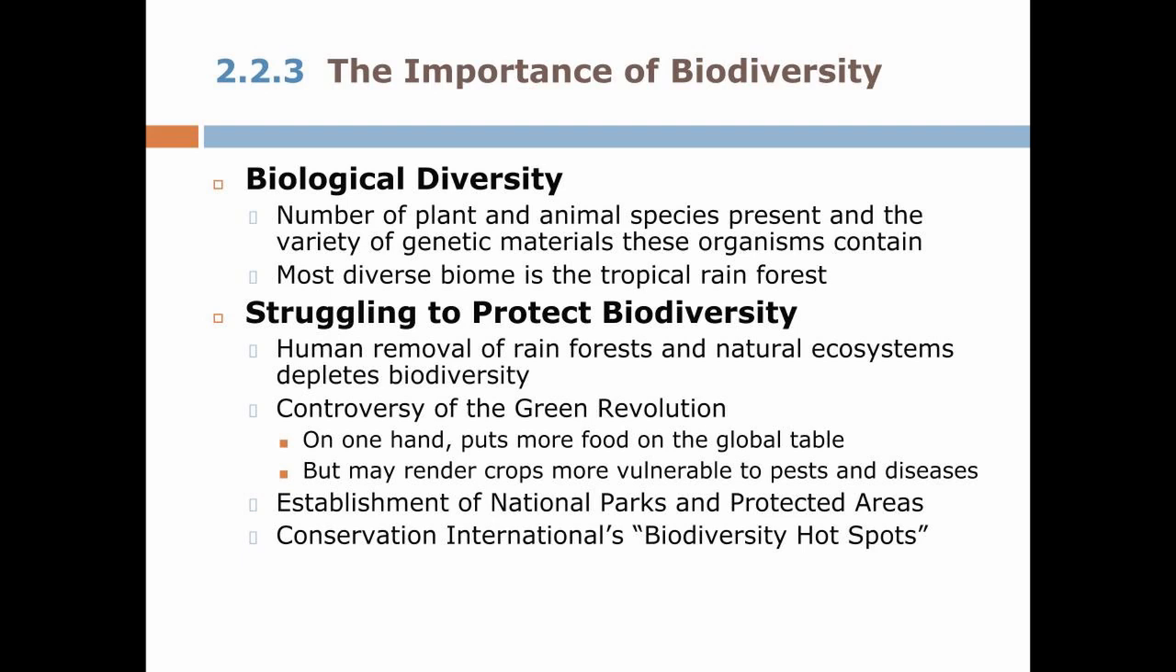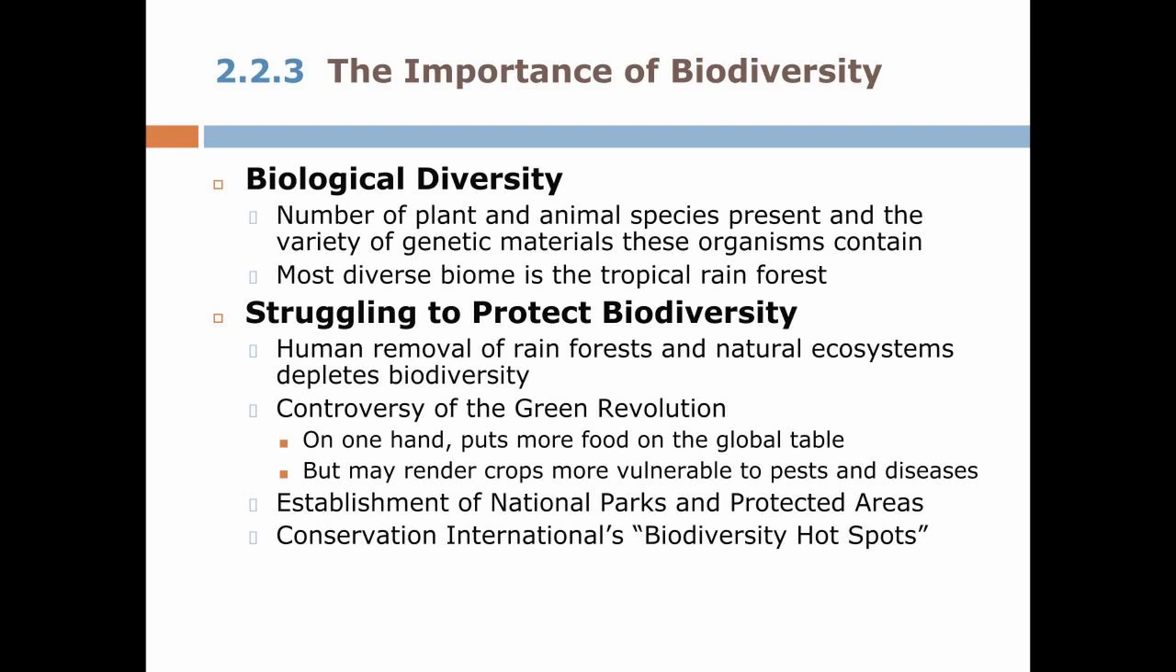The downside of biodiversity is the struggle to protect it. Human removal of, for example, rainforests or natural ecosystems depletes biodiversity. When the rainforest in the Amazon was on fire previously, or at the time of recording of this video, Australia's on fire, you have mass animal death. You have possible extinctions of animals, both known and unknown. Decreasing the biodiversity negatively affects the environment that we are talking about.